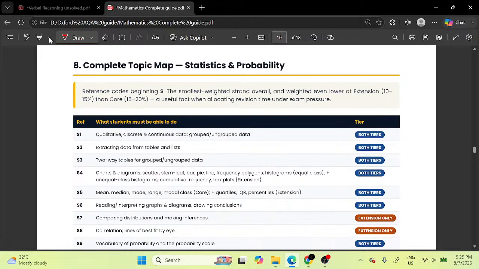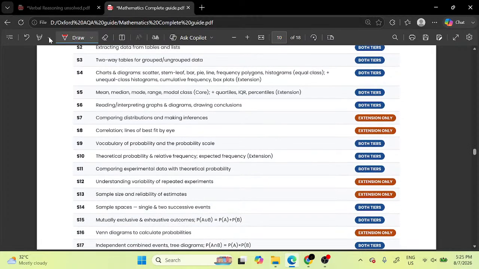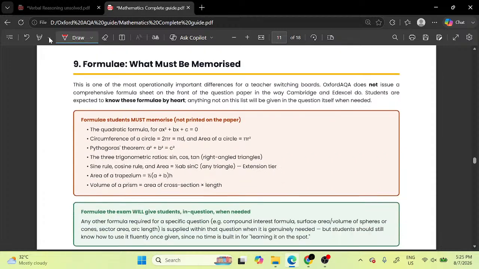And if we see statistics and probability, comparing distributions and making inferences, correlation, these topics are also tested in extended only. Understanding variability of repeated experiments, sample size and reliability of estimates. And then we have Venn diagrams to calculate probabilities, conditional probabilities, these are also tested in extended only.